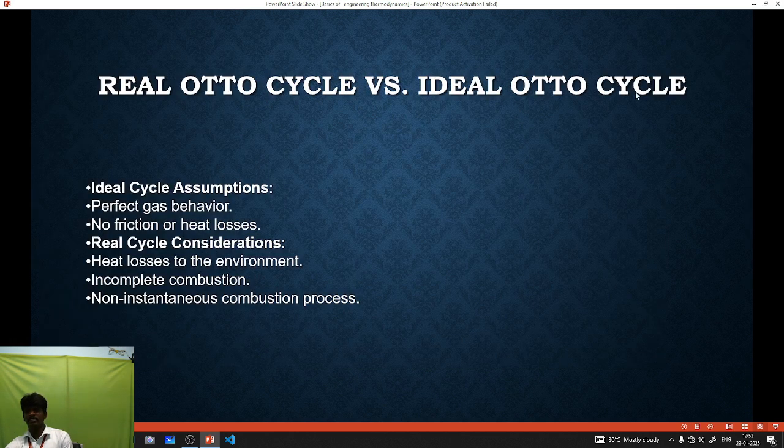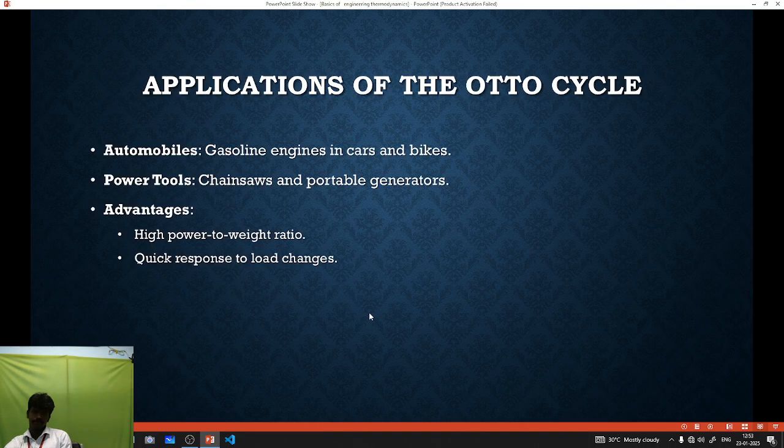Then the real Otto cycle versus the ideal Otto cycle. In the ideal cycle assumption, perfect gas behavior is assumed, with no friction or heat losses. But in a real cycle, friction will be present between the piston and cylinder. In the ideal cycle, no friction is assumed. And in a real cycle, a non-instantaneous combustion process will take place. The combustion will take place by the spark plug.